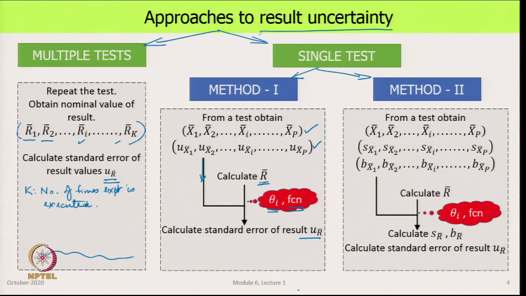So, this is method 1. We calculated u_x1 bar, u_x2 bar, and from there we calculated u_r bar.